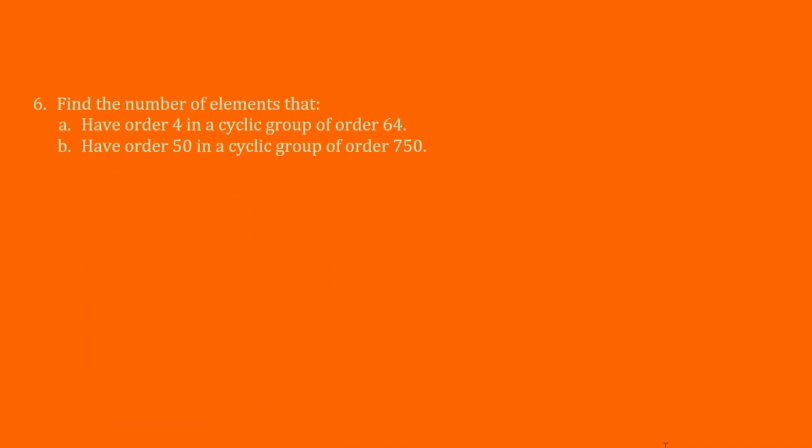All right, that is it for problem 5. Let's take a look at problem 6. We are asked to find the number of elements that A have order 4 in a cyclic group of order 64, and B have order 50 in a cyclic group of order 750.